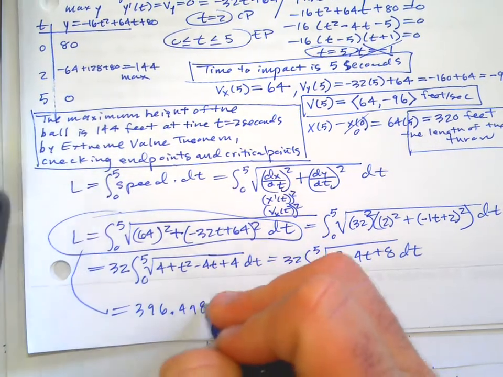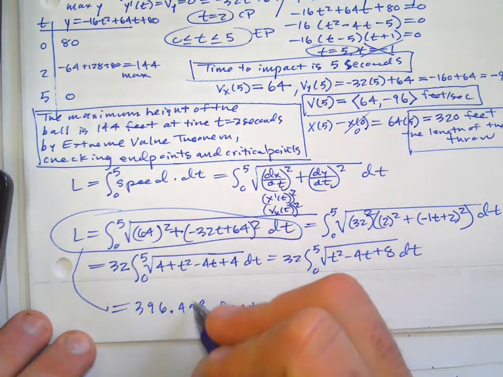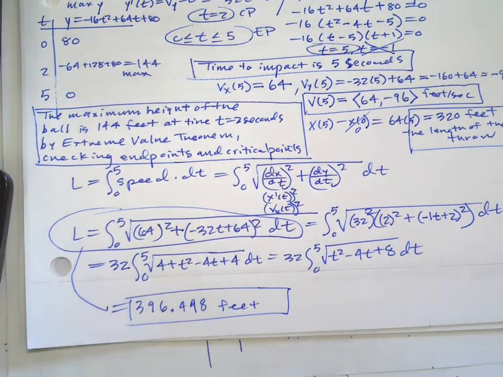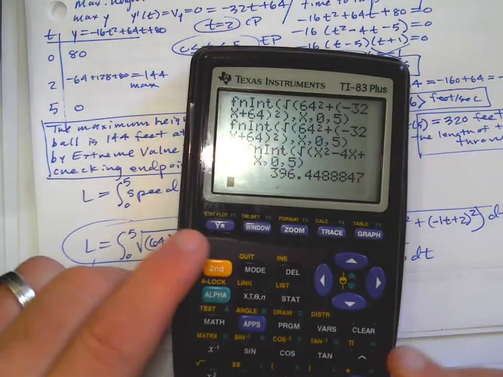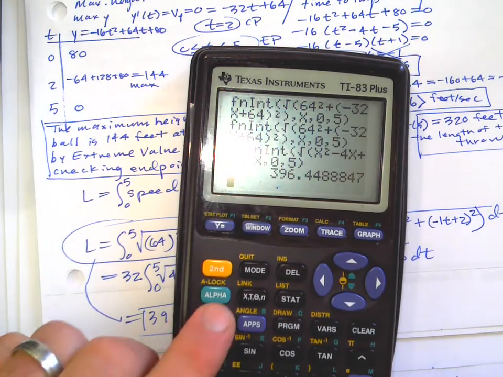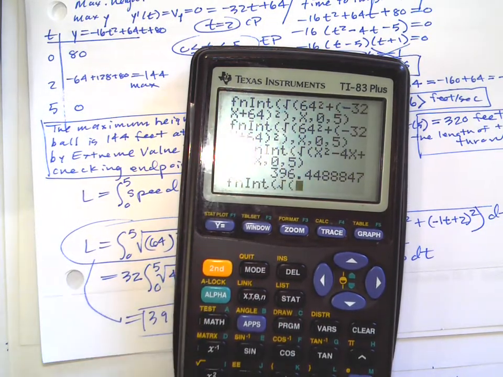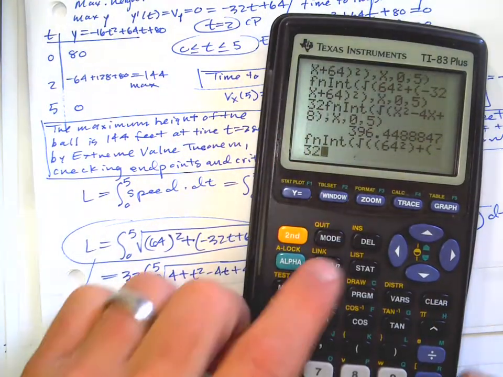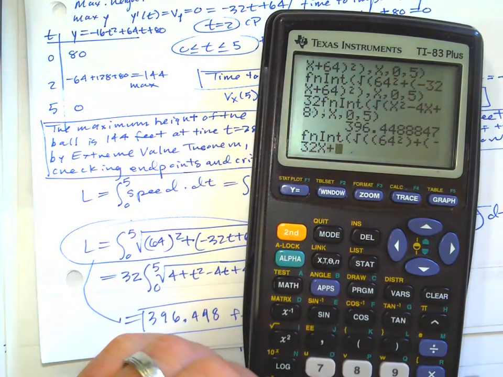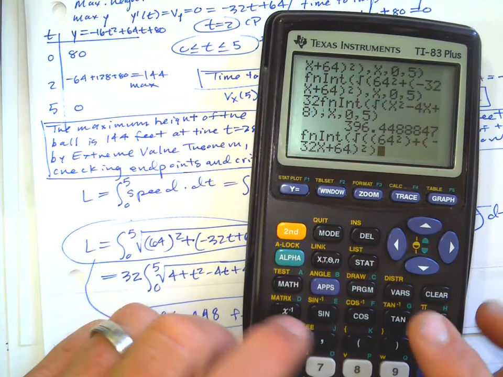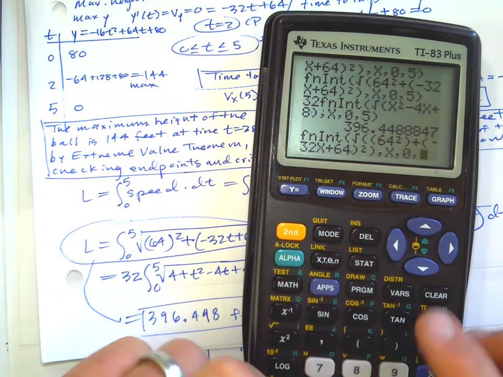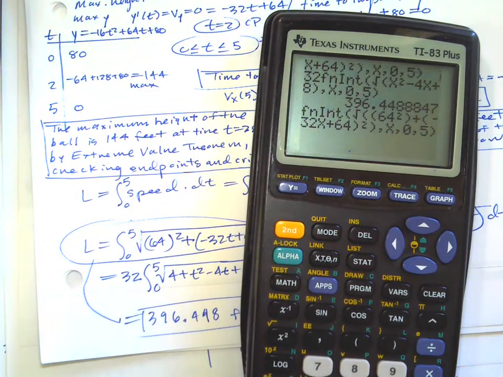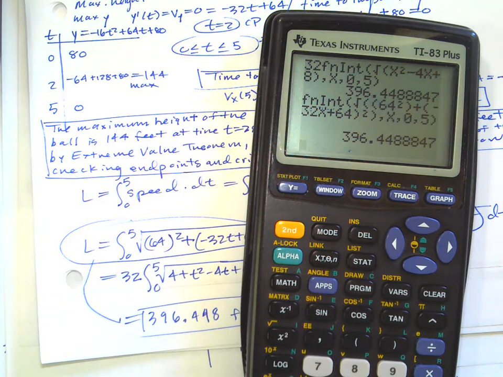396.448 feet. It's length throw. I don't know what I did. I could try it again. Math 9, square root, parentheses 64 squared, close, plus parentheses negative 32x plus 64 close parentheses squared, close parentheses and square root, comma x, comma 0, comma 5. Worked that time. So I guess I just typed something in wrong the first time. So there you go.